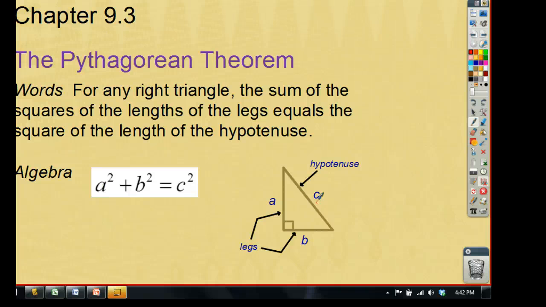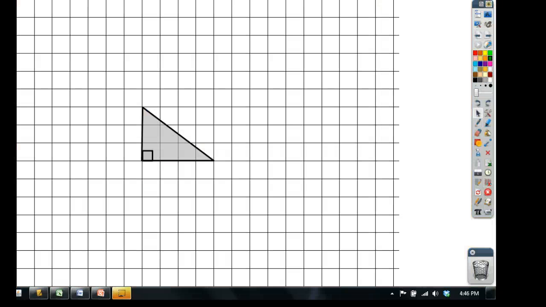Okay, that sounds really confusing. So what I'm going to do is draw a few pictures here so you get a clear understanding of that. This is sort of the classic example of this. Here is a right triangle, okay? And I'm going to show you what this means, okay?